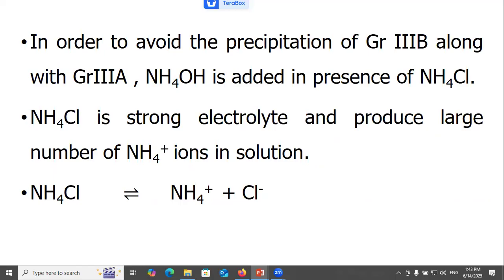In order to avoid the precipitation of group third B along with group third A, ammonium hydroxide is added in the presence of ammonium chloride. Ammonium chloride is a strong electrolyte and produces a large number of ammonium ions in solution.